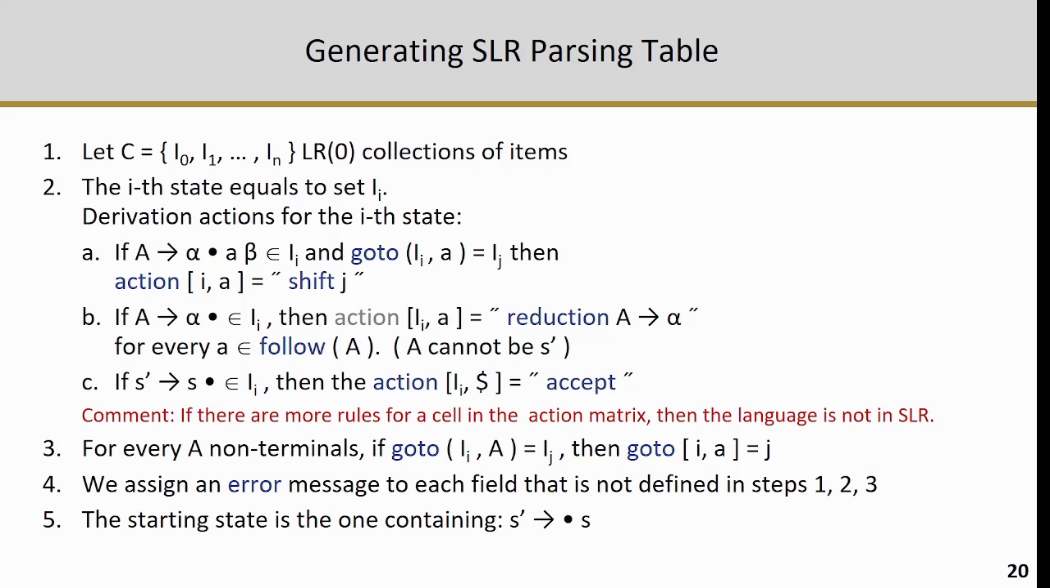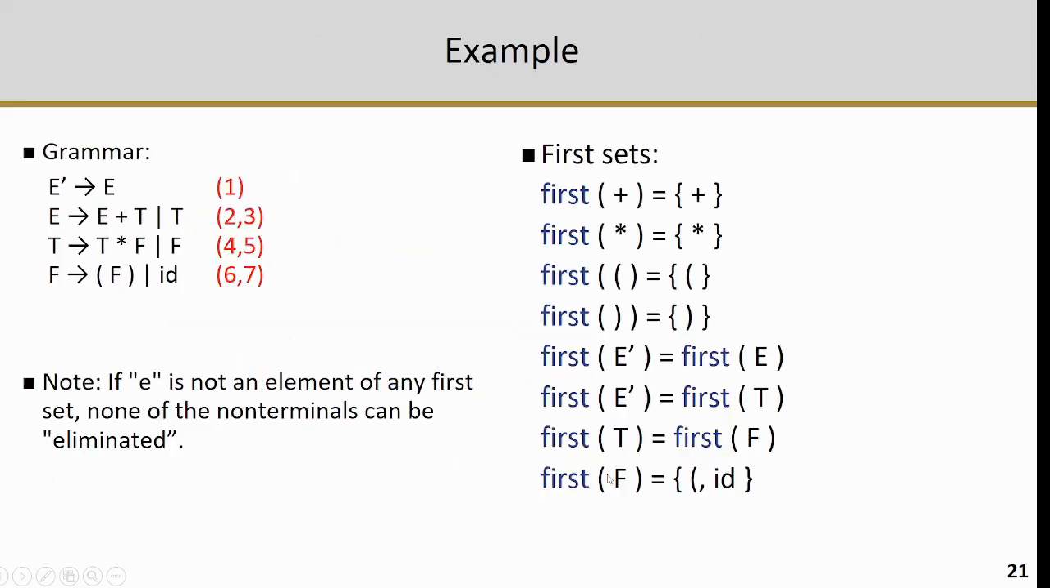And the goto table is defined according to the goto operations for non-terminals, and error messages are assigned to each cell not filled in steps 1, 2, and 3. And the initial state is where we have this initial state prime to dot initial state.